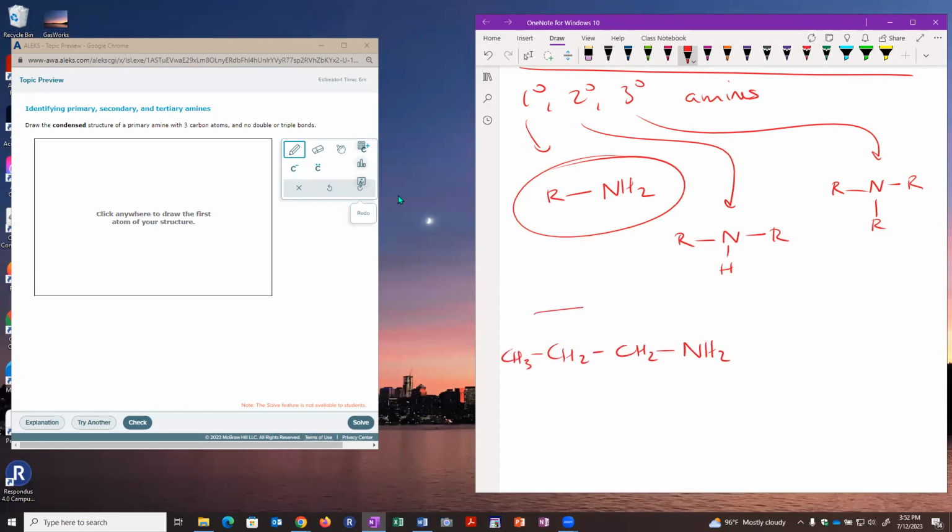So our R group here, the remainder of this molecule, is this entire thing. We have three carbons, the correct number of hydrogens, and no double or triple bonds. This is primary because the nitrogen is directly connected to just one other carbon.